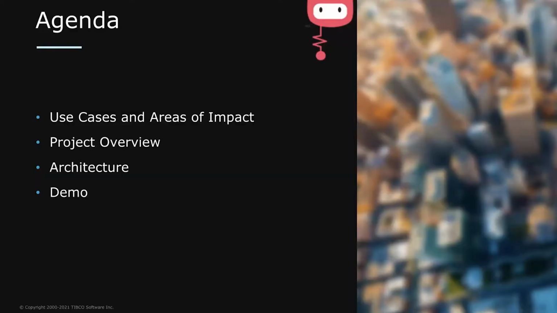So the agenda for today is pretty simple, right? I'm going to talk a little bit about some of the use cases and areas of impact if you're considering or you already have an Internet of Things or edge technology stack. And then we're going to dive a little bit deeper into our project overview. Why do we need a project like this in TIBCO, and how it actually interacts with some of our products and projects that we have run, and how powerful that can be. I'm going to dive a little bit deeper as well on the architecture, and we're going to play a quick demo that showcases some of those functionalities.